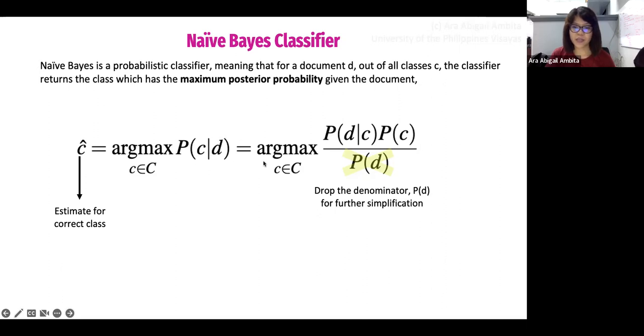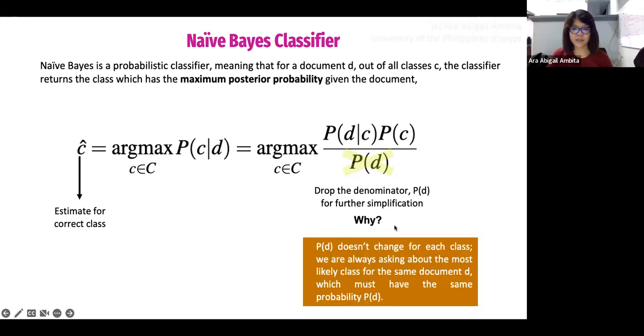We know that this posterior probability may be computed from the Bayes rule, wherein the Bayes rule is P of D given C times P of C, which refer to the likelihood and the prior, divided by the marginal. We are going to conveniently drop the denominator P of D for simplification. Why? Because we are going to compute this equation for each class, and P of D doesn't change for each class. We are always asking about the most likely class for the same document D, which must have the same probability P of D. So we simplify by deleting this denominator.